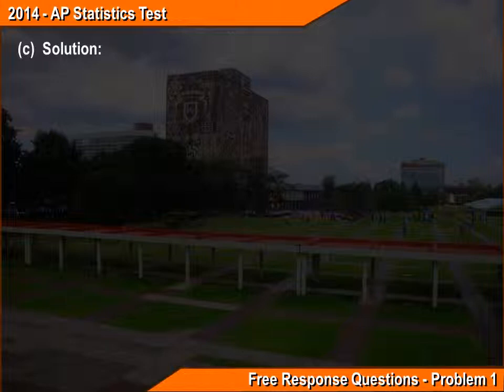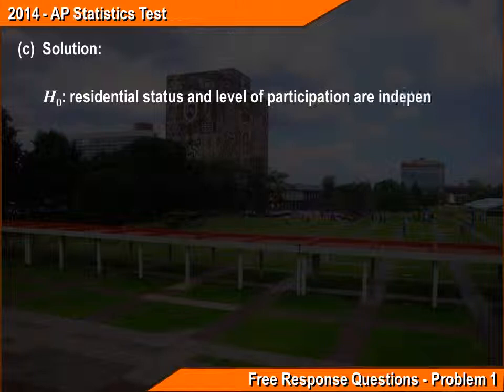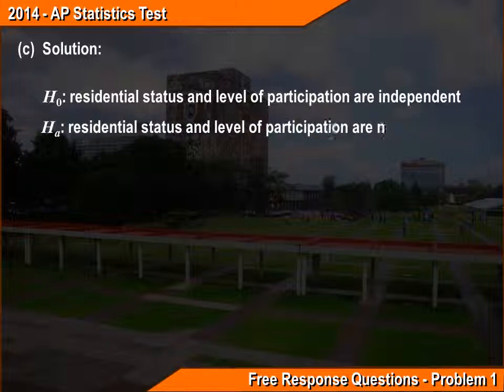To perform this chi-square test, we are going to restate the two hypotheses briefly. The null hypothesis will state that residential status and level of participation are independent. The alternate hypothesis will state that residential status and level of participation are not independent.